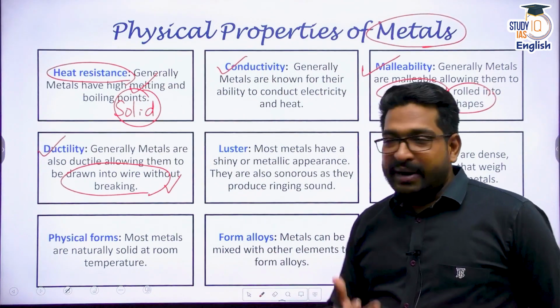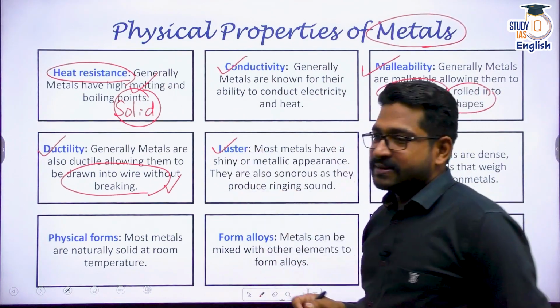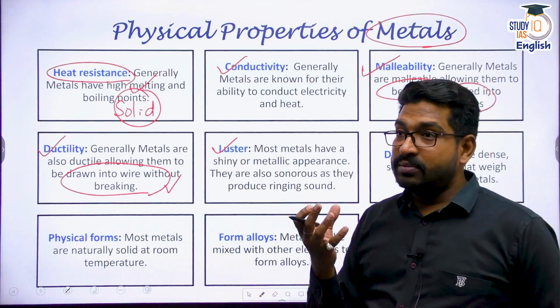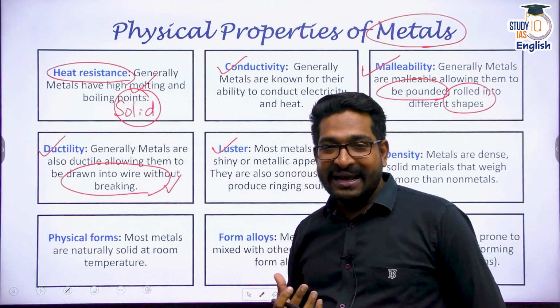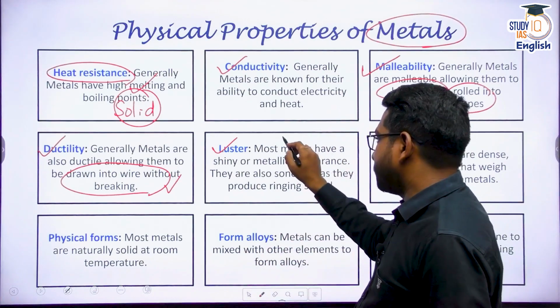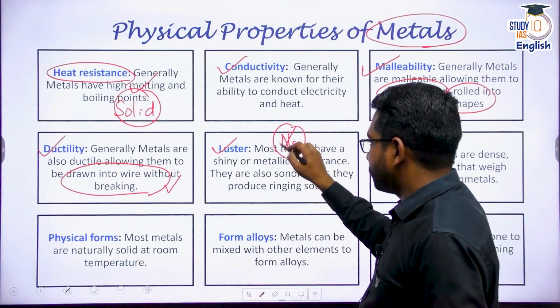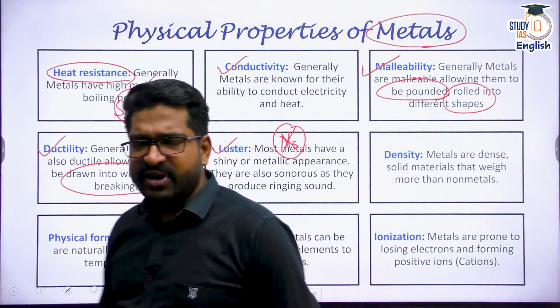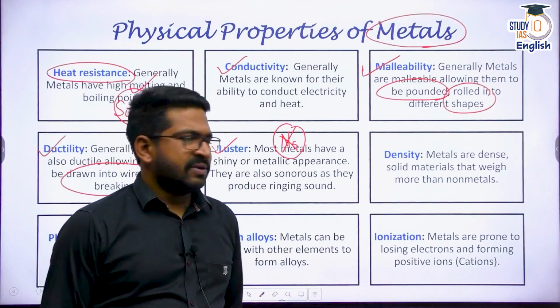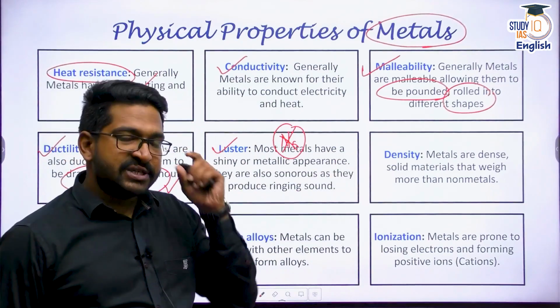Also, metals are lustrous. Metals reflect light, right? You talk about gold, you talk about silver, you talk about so many other metals, right? Now here also, again, I can give the example of sodium. Sodium is not lustrous. There are some other exceptions we can find, but whenever we talk about characteristics, we are talking in general. Apart from that, metals are dense. This is true for everything.